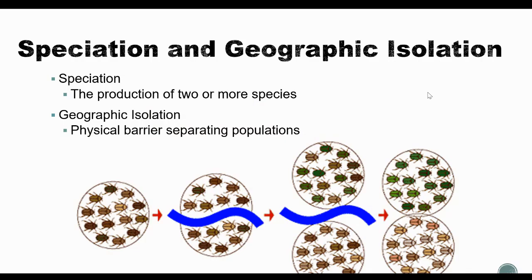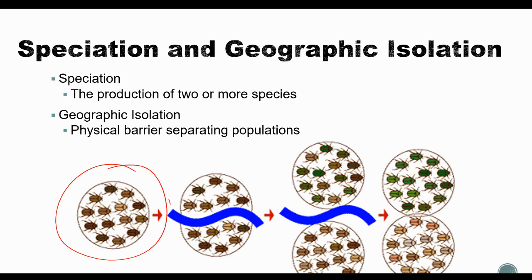All right. We have a couple other ways that this can happen at the population level. So speciation, this is the production of 2 or more species. And this can happen when we're talking about organisms that previously were interbreeding, but something happened to change that. So in this instance, we're going to talk about geographic isolation, which is some physical barrier or geography separating the populations. So you start with one population. These are one population of one species.